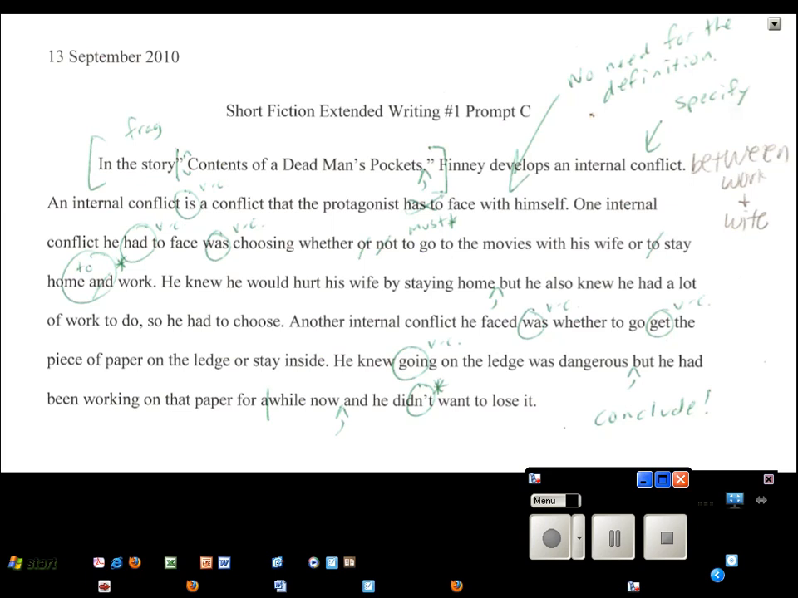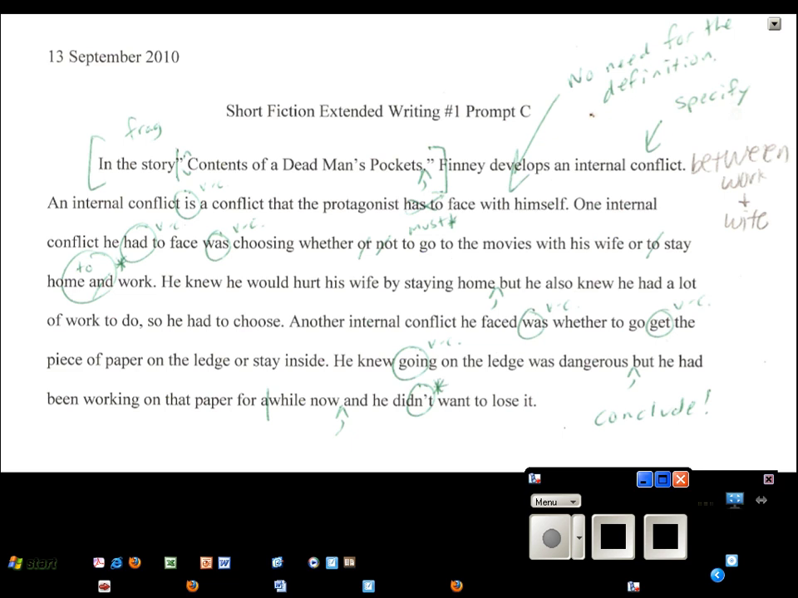Okay, here we go. I want to read the entire paragraph because you'll need to have a sense of the entire thing to see how this works. In the story Contents of a Dead Man's Pockets, Finney develops an internal conflict. An internal conflict is a conflict that the protagonist has to face within himself. One internal conflict he had to face was choosing whether or not to go to the movies with his wife or to stay home and work.